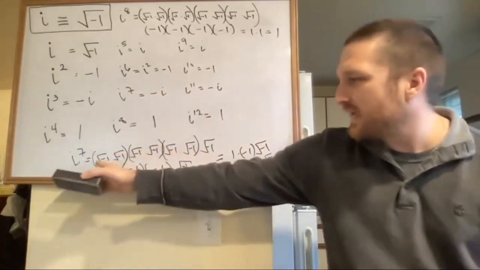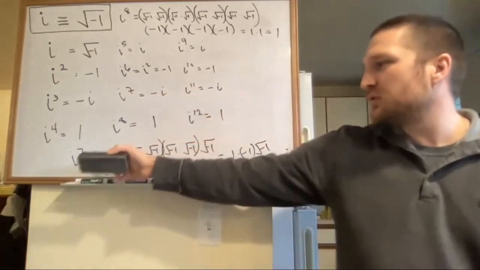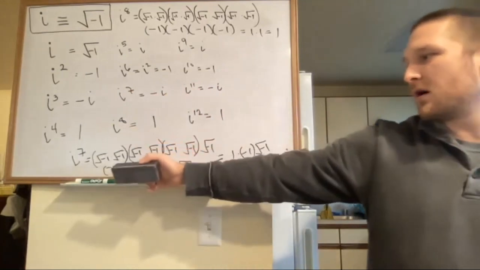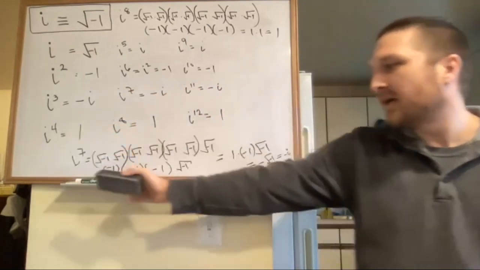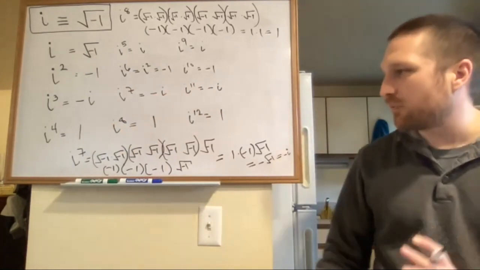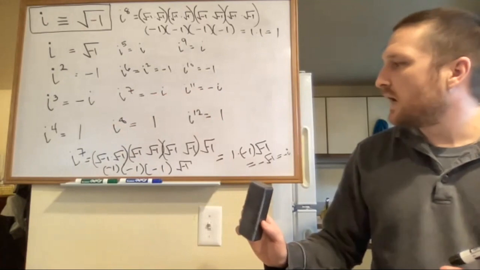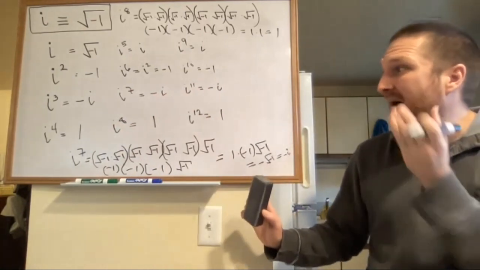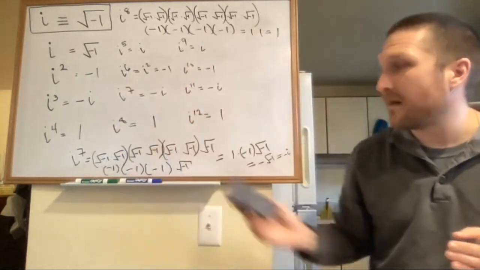So this is why it works out like this: once you get two of them, you end up with a negative one. You get two more, oh, you're back to one. And so this is really the key with these types of problems. And so let's do an example that you're going to see on your homework. Can I erase what we have so far?